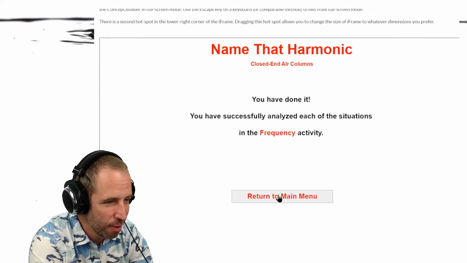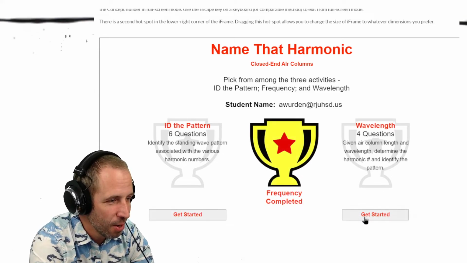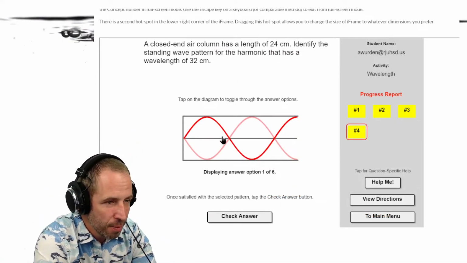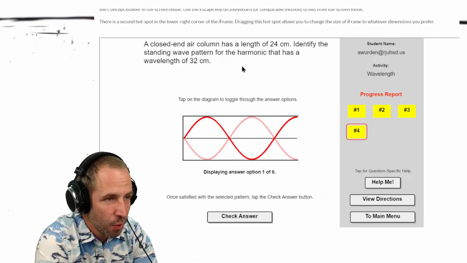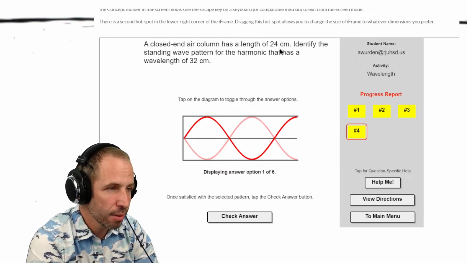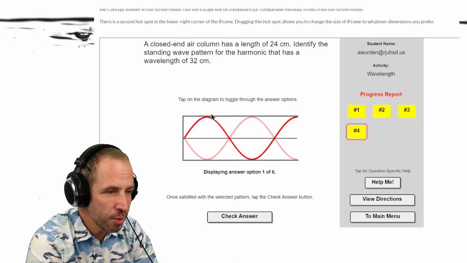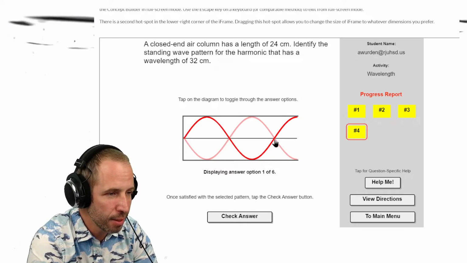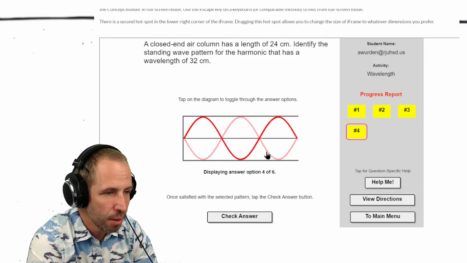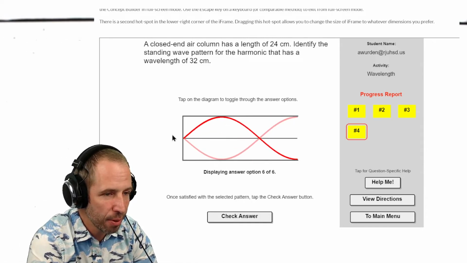Okay, last level. So, the column is 24 centimeters long. We need a harmonic with a wavelength of 32. What I'm hearing is that the wave is slightly longer than the tube. This wave finishes inside the tube. We need a wave that doesn't finish until after the tube is done. So how about that one?